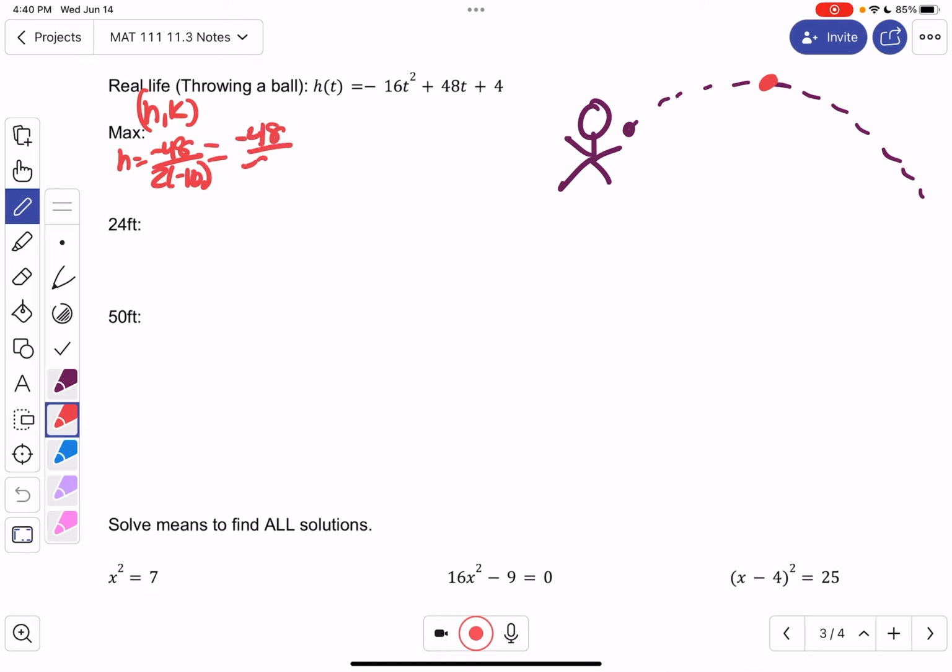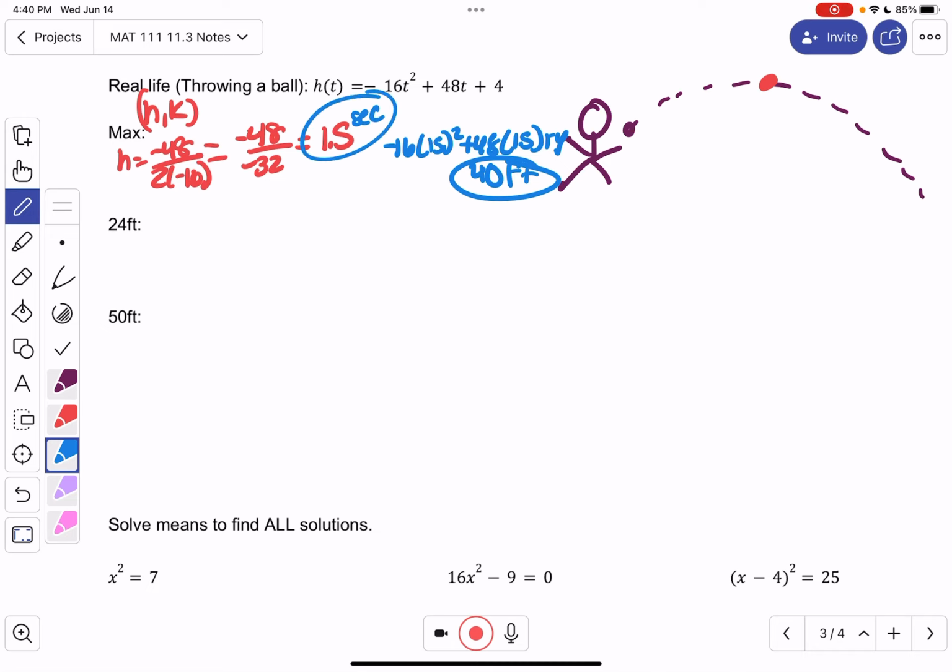So negative 48 divided by negative 32 is 1.5. Then we plug that in for t. And we would get 40. So the max height is 40 feet at 1.5 seconds. Then we want to know, when will it be 24 feet? So at some point, the ball is going to be 24 feet.